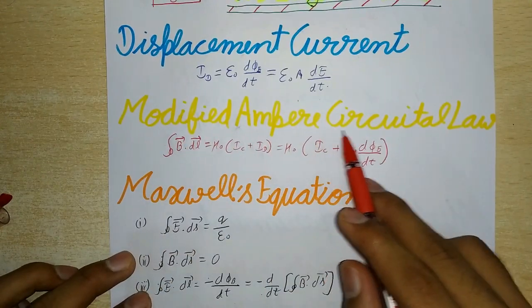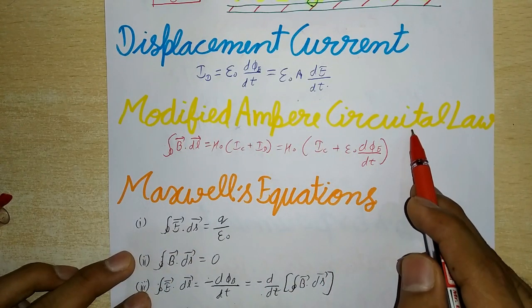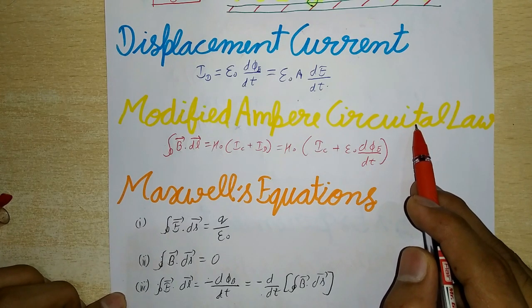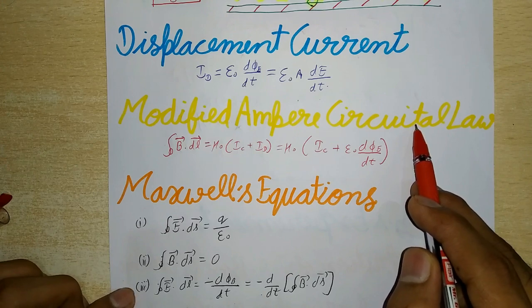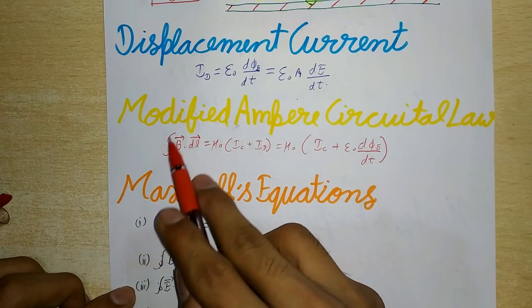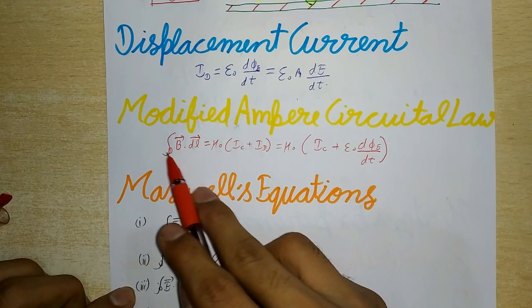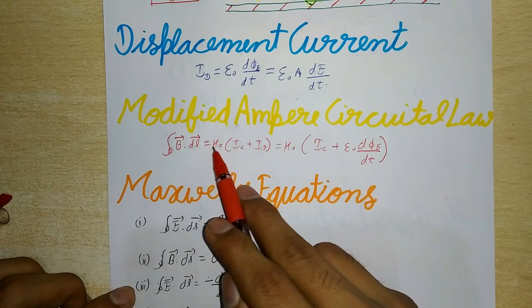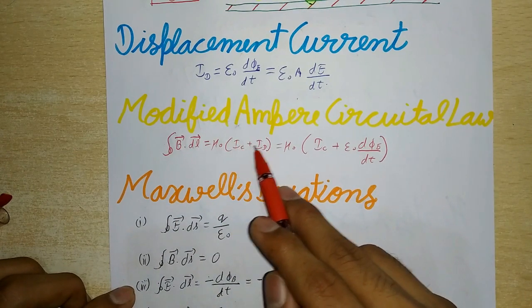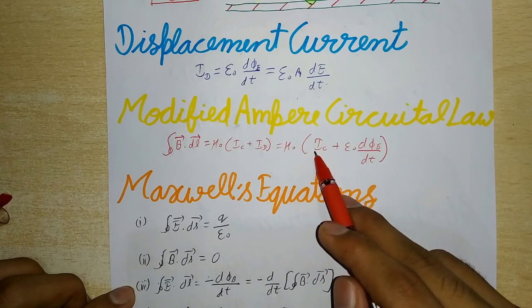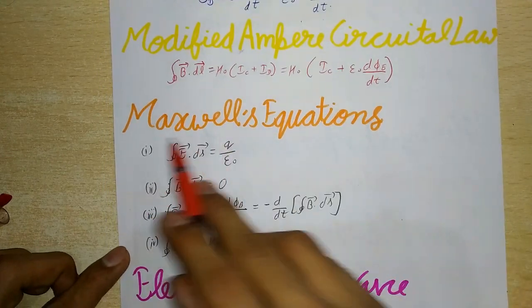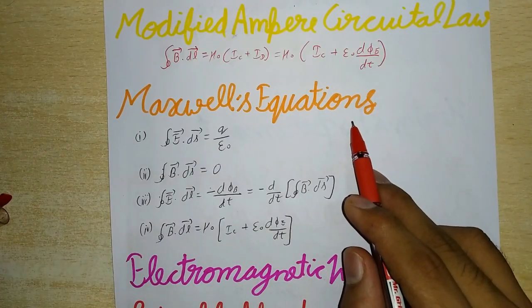Next is the modified Ampere circuital law. It states that the line integral of the magnetic field B over a closed path is equal to mu naught times the sum of the conduction current I_C and the displacement current I_D threading the closed path. So the closed-loop integral of B dot dl equals mu naught (I_C + I_D), which equals mu naught (I_C + epsilon naught d phi_E upon dt).